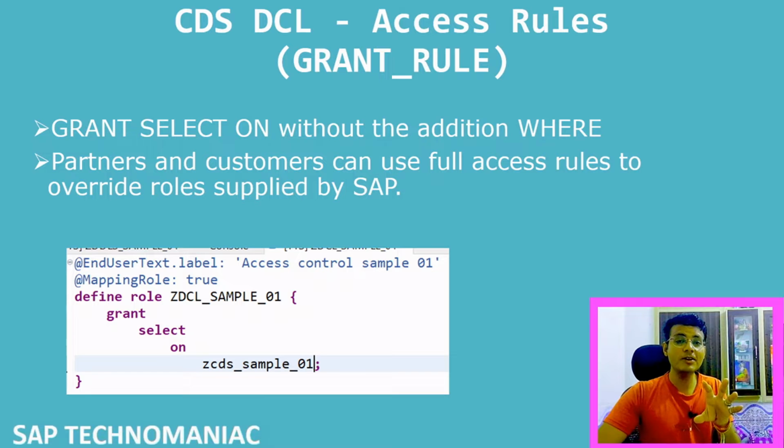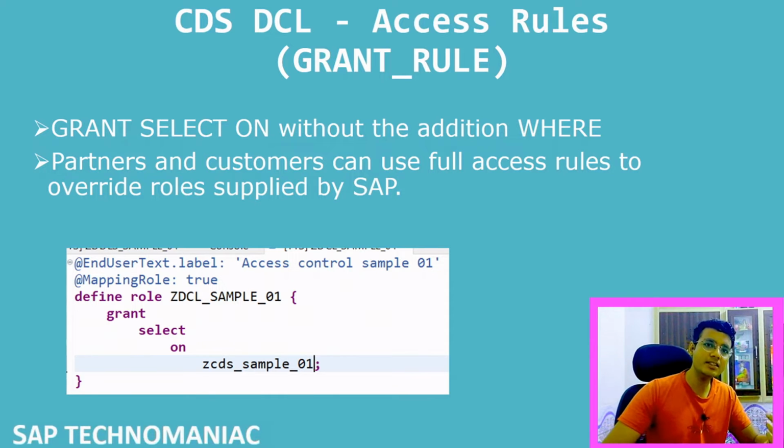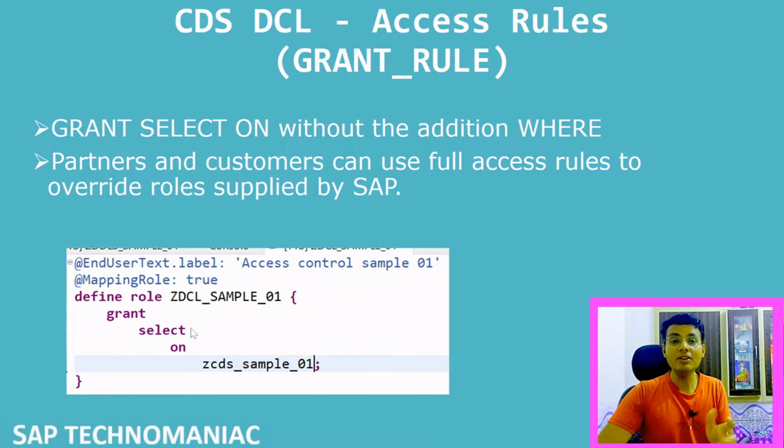Now you can see for one CDS entity we can create different access controls. In SAP, whatever access control SAP created, they have used a lot of authorization objects, where conditions, a lot of things. If we want to override, we just create a different DCL using the grant select and the grant rule, then those will be overridden, because we have given entire access to that particular DCL.